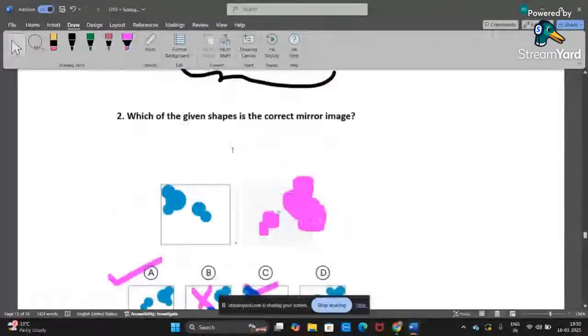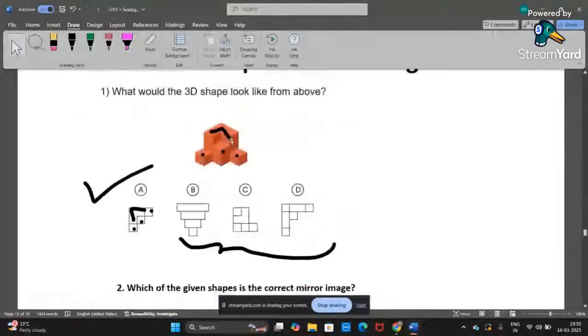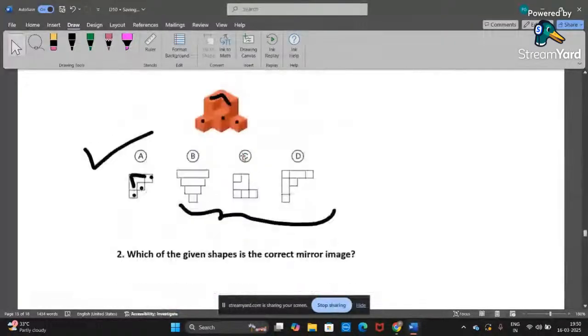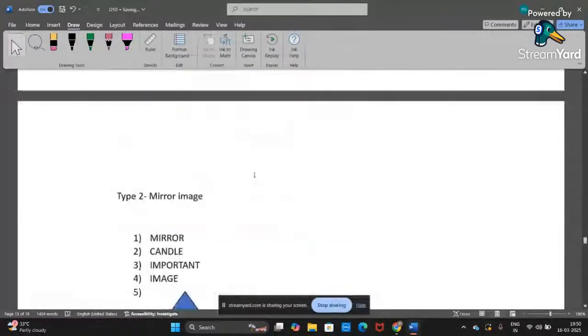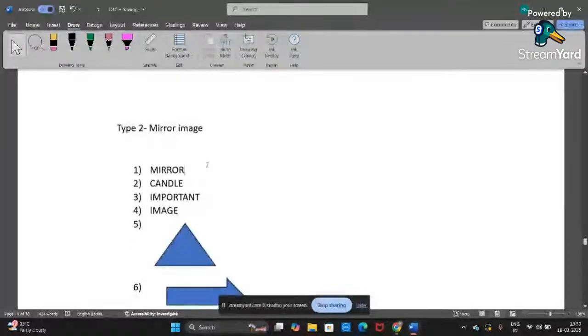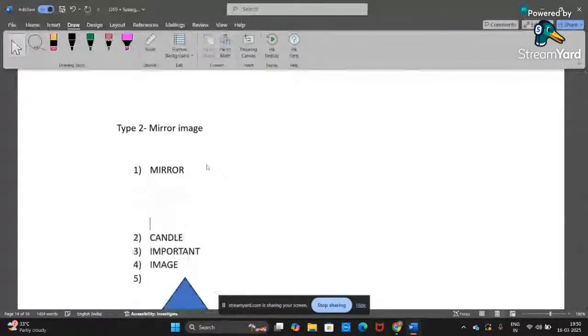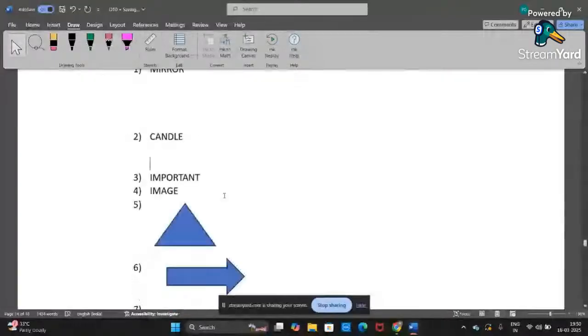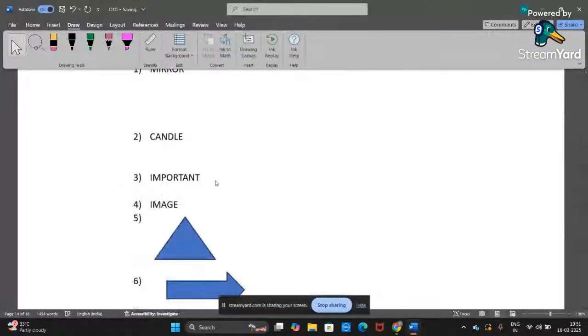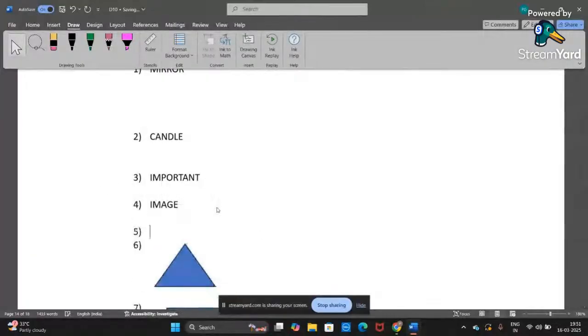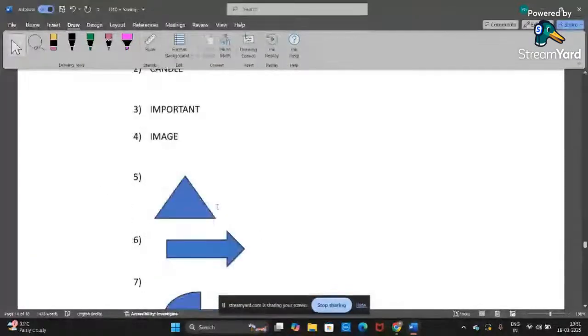Type 1 is they'll give you the image, then we need to find the option. Type 2 is they ask you to write or find the mirror image. For that they'll give you the options, and in that you need to find the mirror image. Let us solve all the questions which I have given here. We'll find the mirror image for everything.